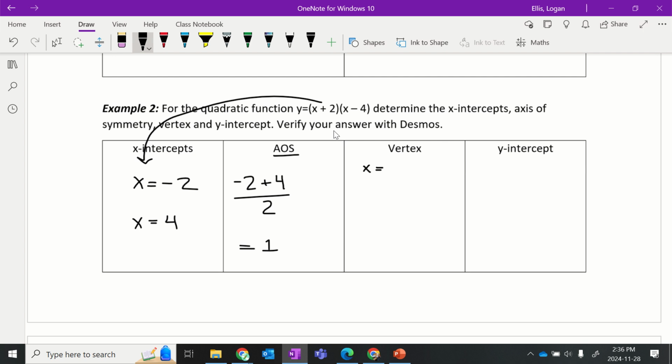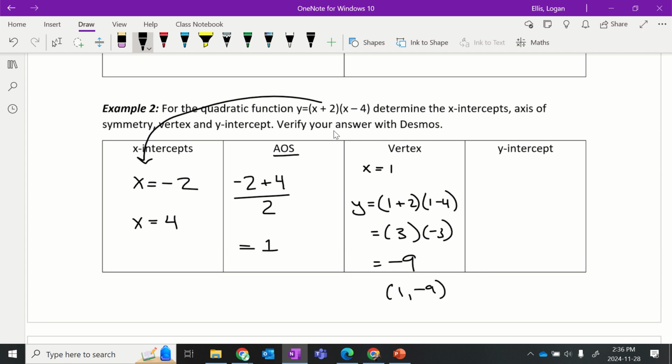Then remember, to find your vertex, you just put that number from your axis of symmetry into your equation. So 1 plus 2 instead of x plus 2, and 1 minus 4 instead of x minus 4. And you're going to get 3 times minus 3, which is negative 9. So your vertex is 1, negative 9.